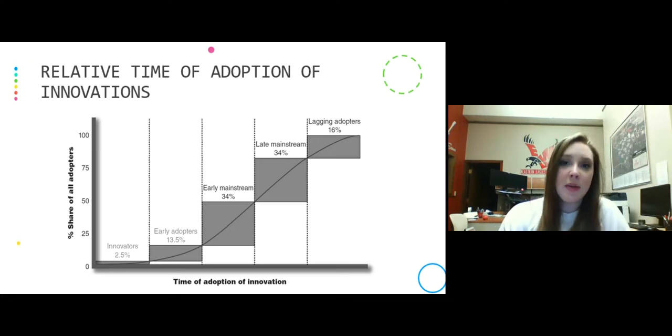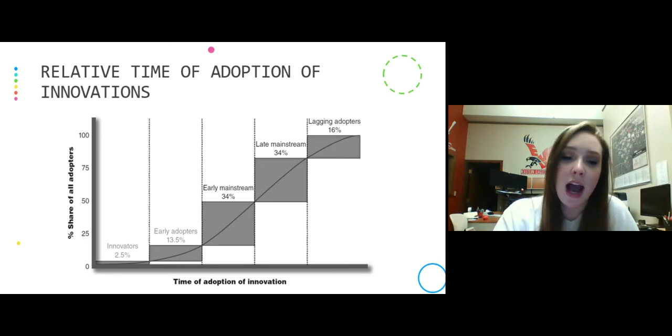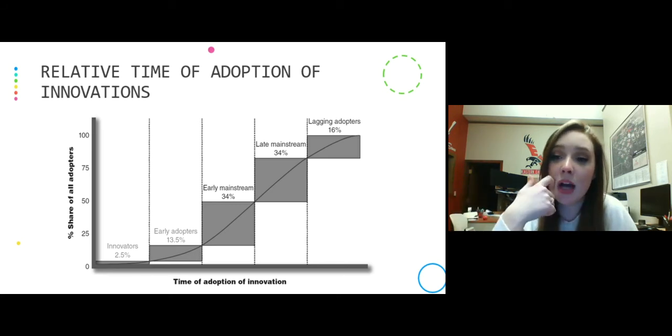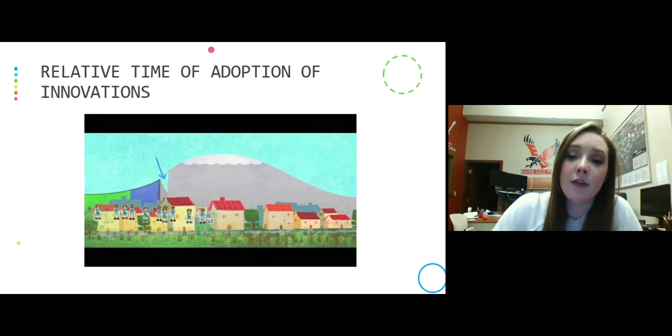So people can be classified into each of these 5 adopter categories, and the curve illustrates that after a slow start, an increasing number of people adopt a new product. And so we're actually going to watch a video here about each of the 5 adoption levels. And if you just want to follow along, we can do that.